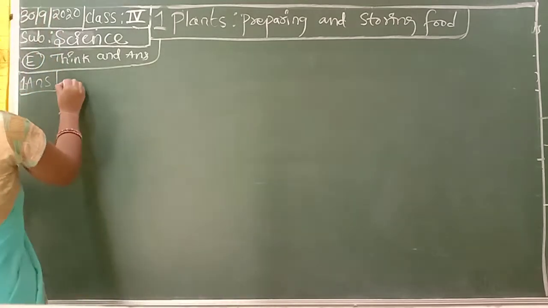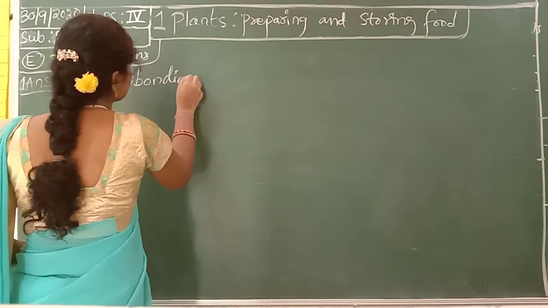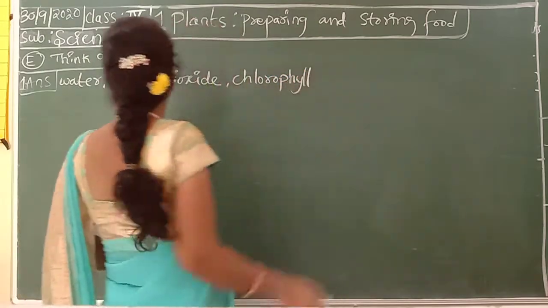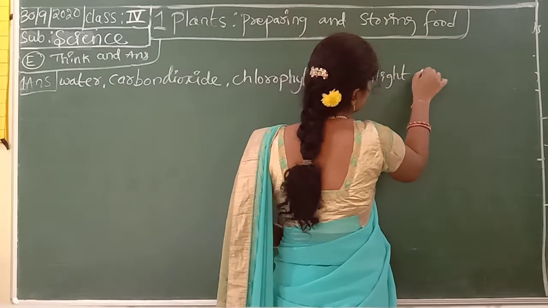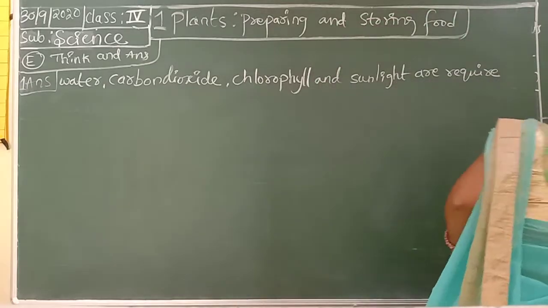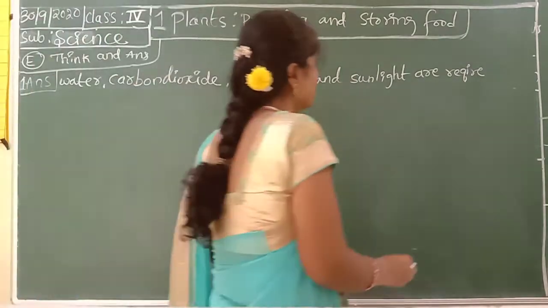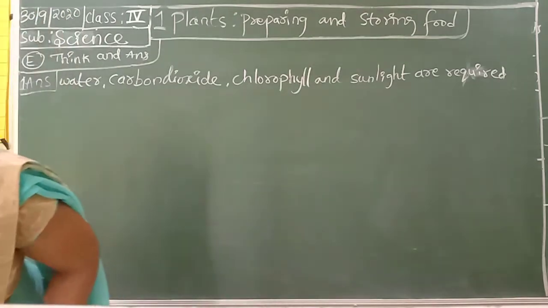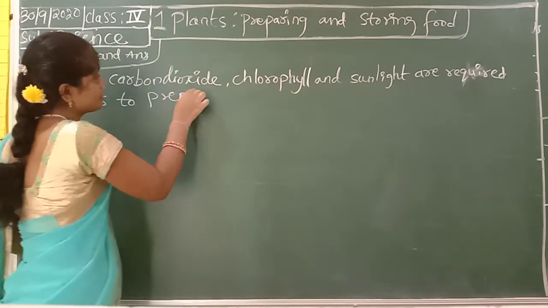Water, carbon dioxide, chlorophyll and sunlight are required by plants to prepare food.